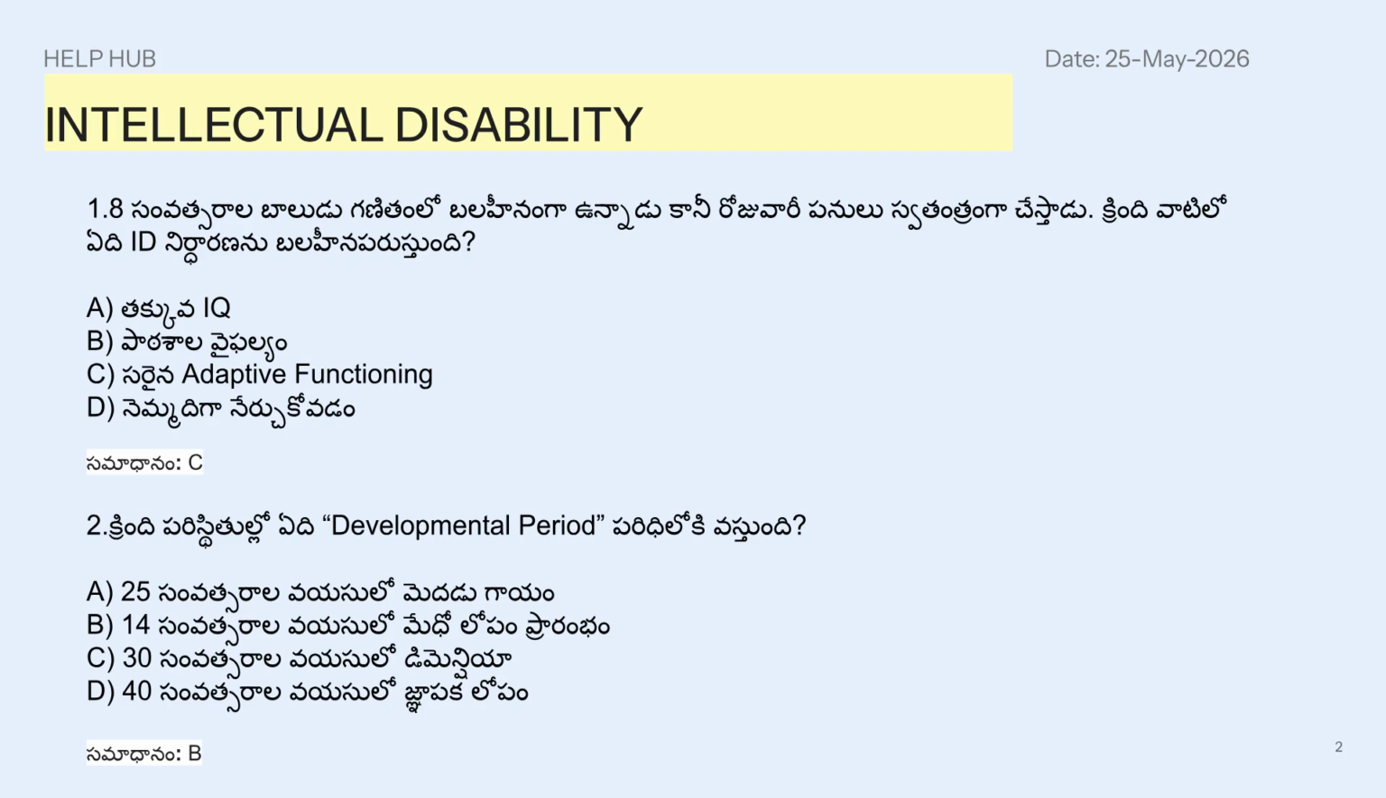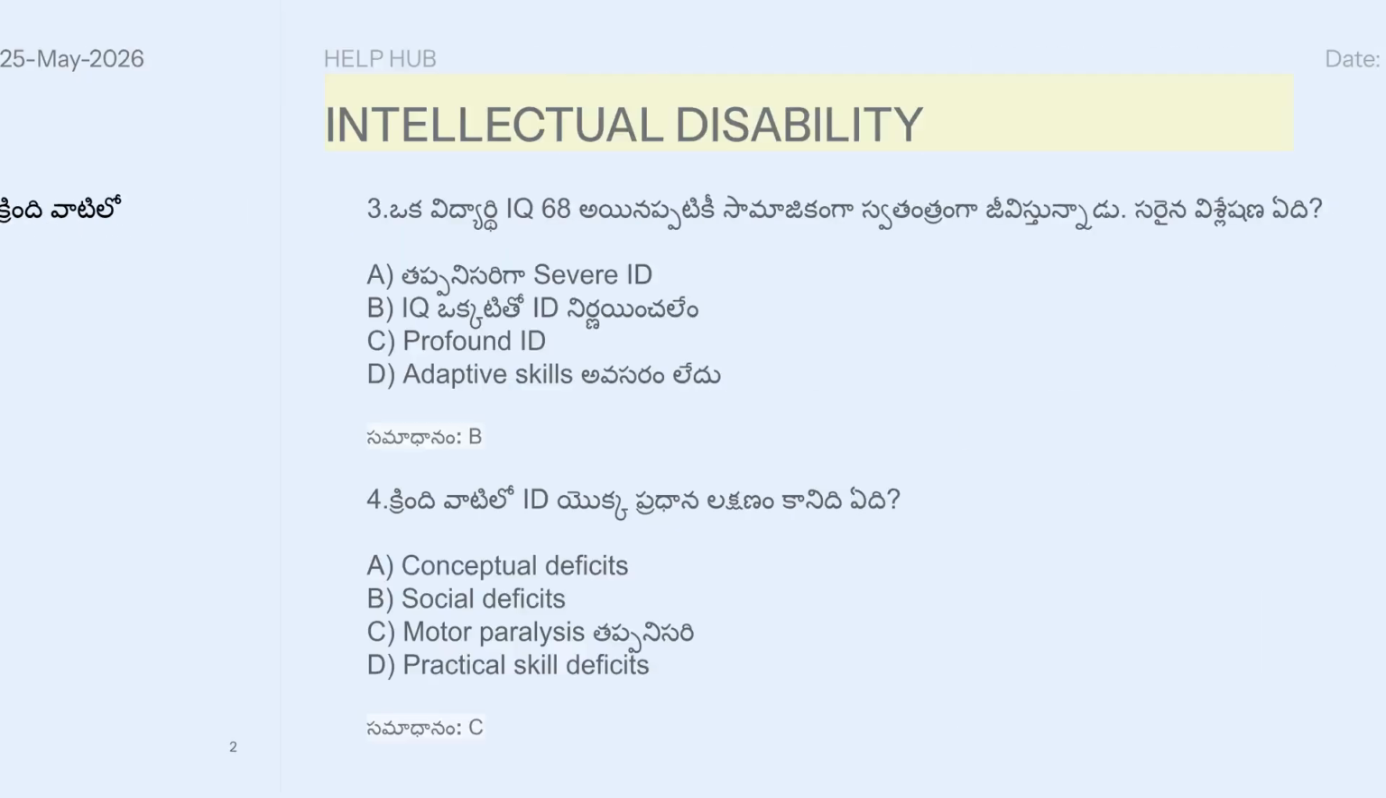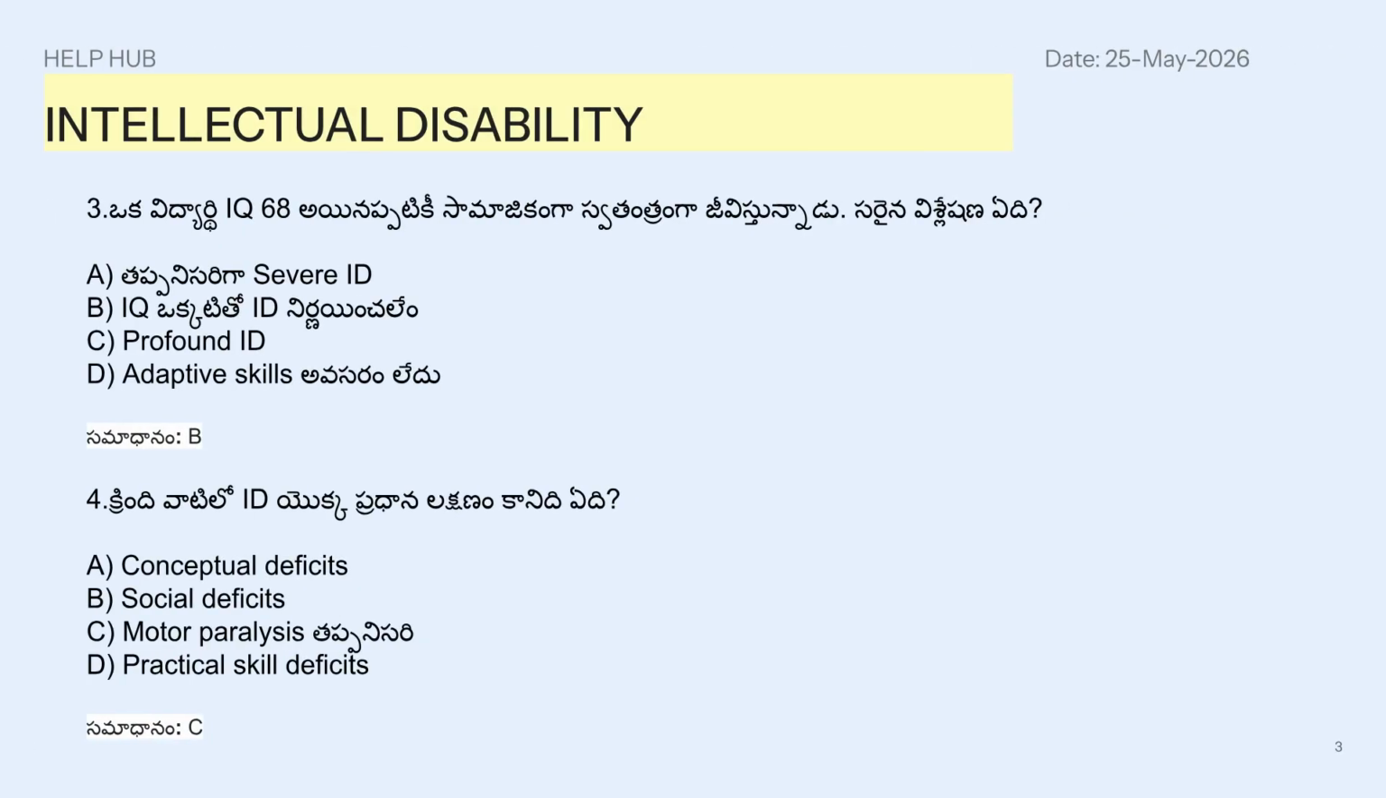Question 2. Which of the following conditions falls under the developmental period? The answer is B. Onset of intellectual disability at 14 years. Question 3. A student has an IQ of 68 but lives socially independently. What is the correct analysis? The answer is B. ID cannot be determined by IQ alone.